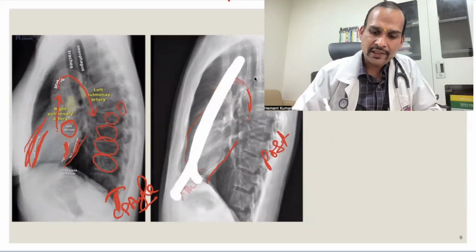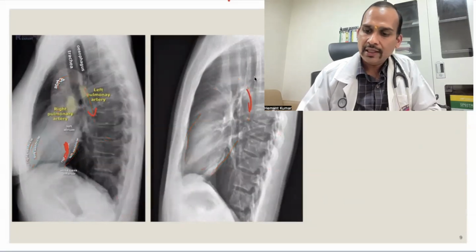Okay. Another thing we have to look for is the diaphragm. So these are the diaphragm.